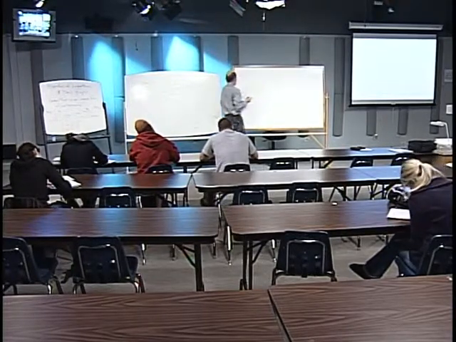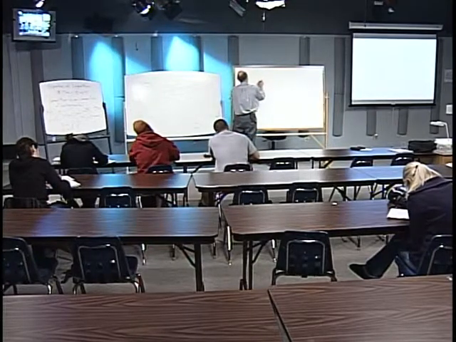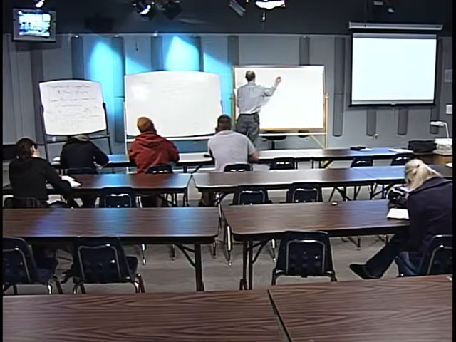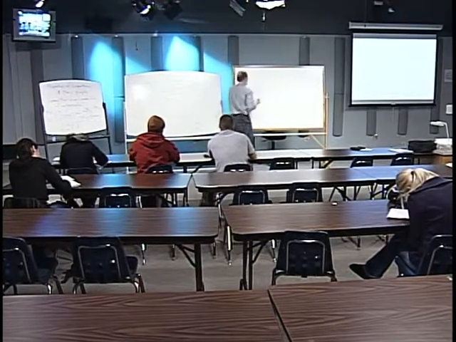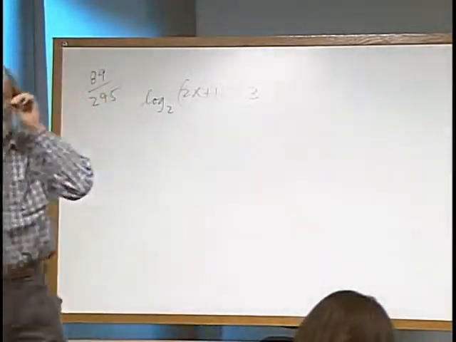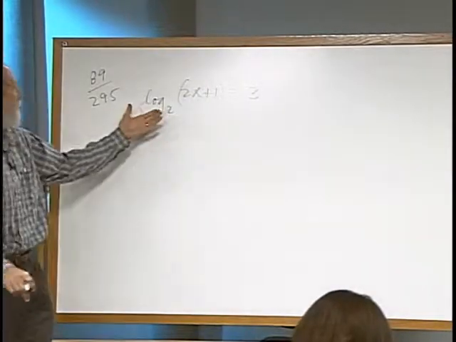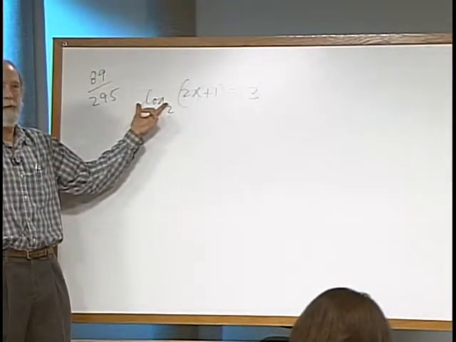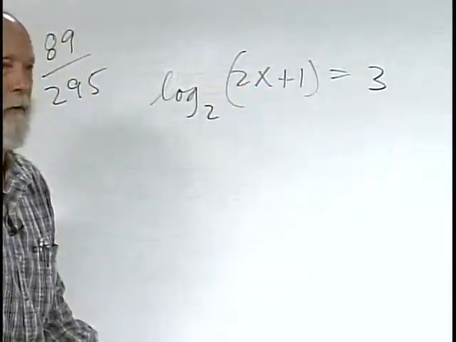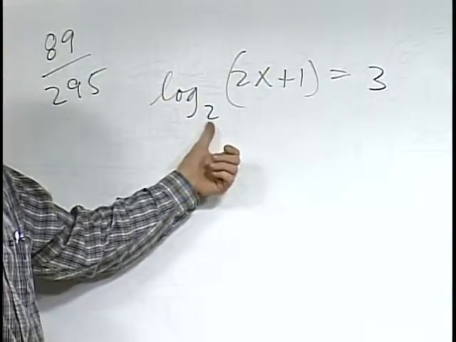In your book, number 89 on page 295, it says log base 2 of 2x plus 1 equals 3. What's the exponent? 3. See, a logarithm is an exponent, folks. You've got a logarithm equals 3. The exponent is 3. The base is obvious. Base is 2, isn't it?